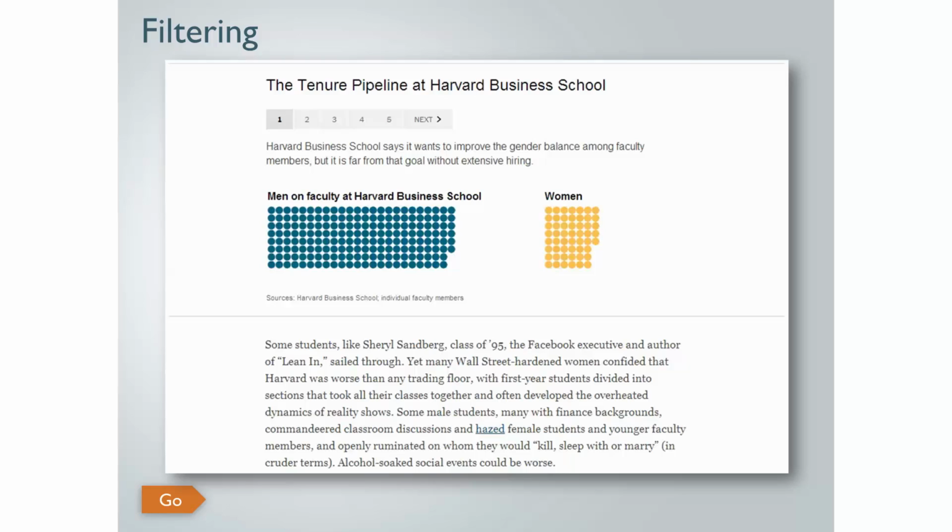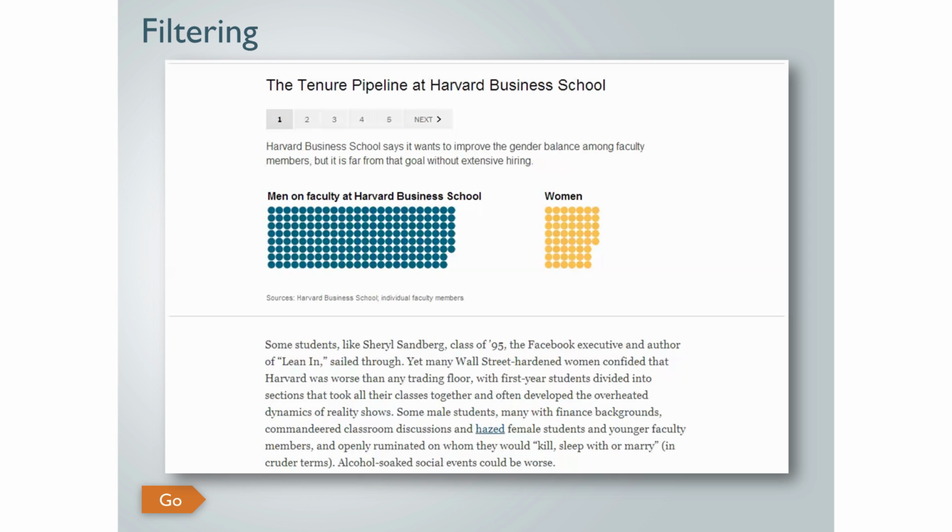Now, I'm going to show you an example of filtering on a story that was about Harvard Business School and is another gender equity story. And in particular, you can see here at the start view, first of all, you can see this visualization is literally embedded right in the story. The text is running around, the clicker's there, and it feels like it's just part of the story itself.